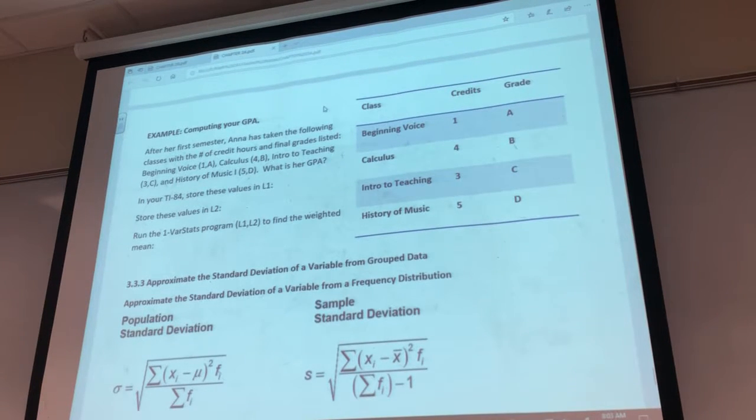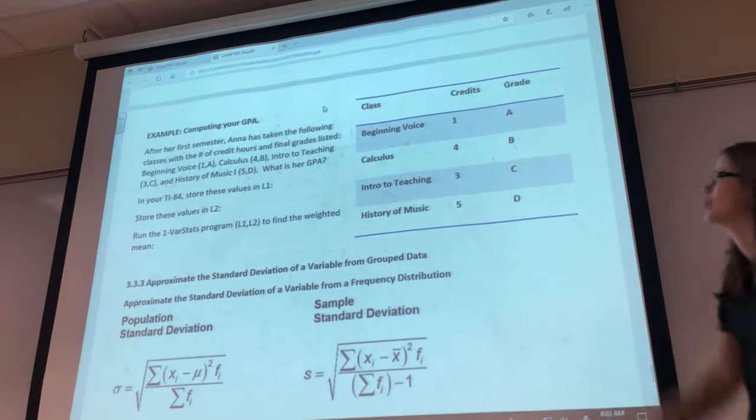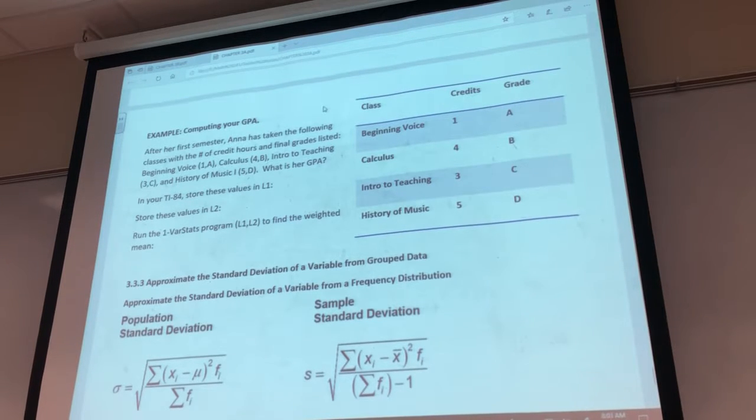Okay, but these ones we're going to do just the same exact way that we did the other ones. When it's a weighted mean, you've got a frequency distribution. You're going to put things into L1 and L2. And L1 is always going to be the things that you're trying to take the average of. So in this case, if you're doing your grade point average, you're finding the average of the grade points. So you're looking here at your grades. You can't really put in A, B, C, D and take the average of those things. So what they're going to do instead is change it into a grade point. That way you can take the average of a number.